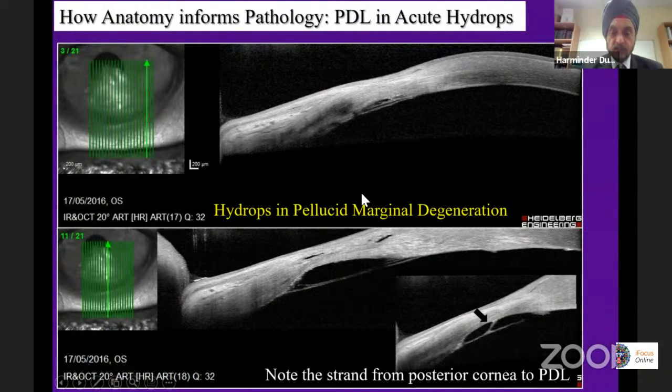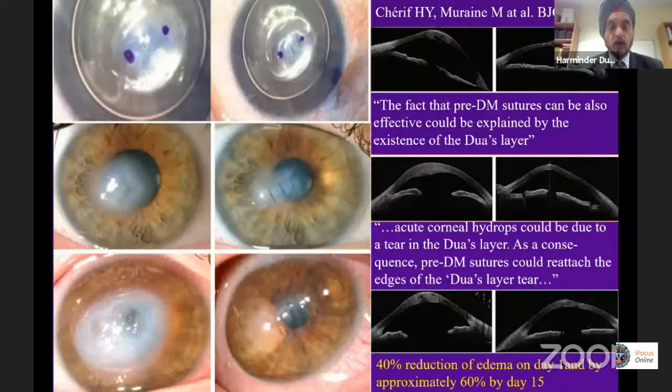Here again, you can see in pellucid, we had acute hydrops, but what you see here is that strand. When you see that strand, you know that it is the pre-Descemet layer, and here you can see the separation is quite wide. So these are not the two layers of the Descemet membrane alone on the OCT, it's these two layers. But that strand clinches it, and in pellucid also we had hydrops. It's because of that. And on that basis, Marc Muraine, professor in France, said, if Dua's layer is correct, then we should be able to approximate the pre-Descemet layer, let the Descemet membrane endothelial cells grow on it later, because that will provide the basis for the cells to grow, and we can resolve acute hydrops.